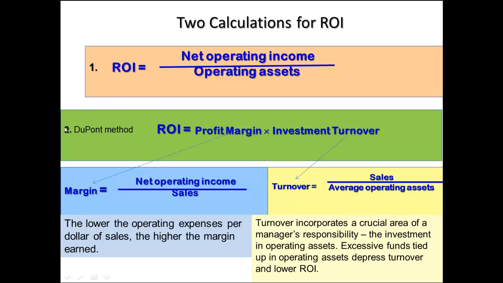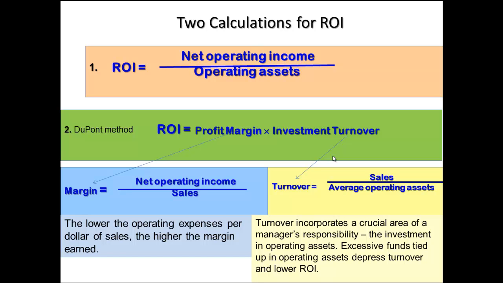The second method here is called the DuPont method. And to calculate return on investment that way, we look at it in terms of two different things. The profit margin, which is net operating income divided by sales, and an investment turnover, which is sales divided by average operating assets. By using the DuPont method, we're able to analyze the return on investment of various divisions. This way we can pinpoint which divisions are profitable and which divisions are less profitable based on return on investment.